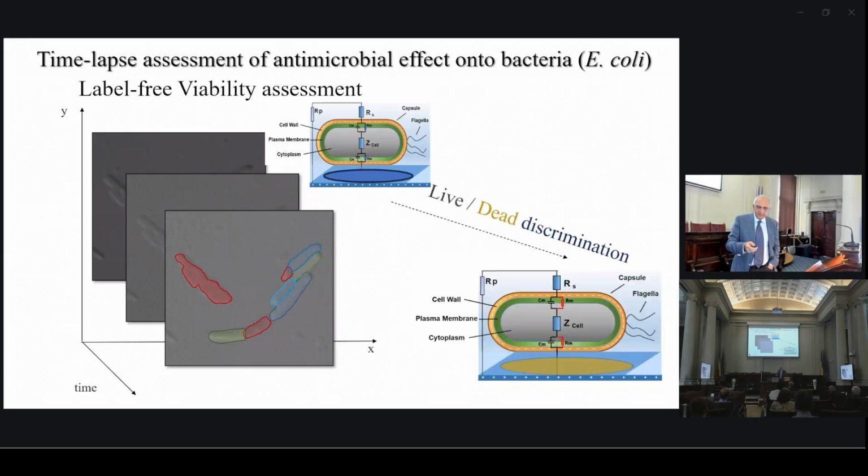And this is accomplished just due to the fact that viability loss relates to a decrease of the membrane impedance, and this relates to a decrease of the electrical contrast.